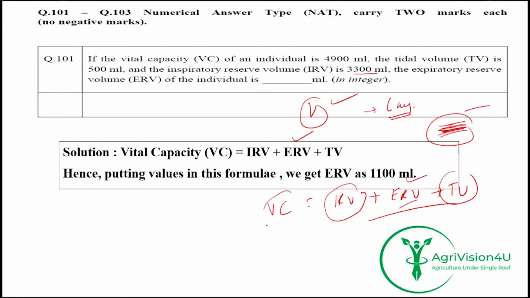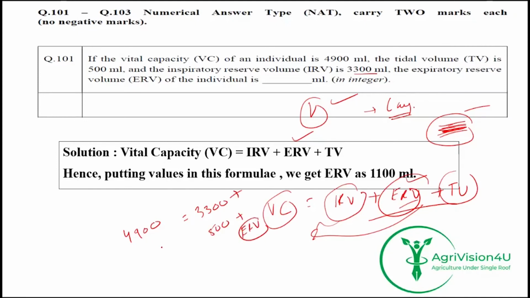Inspiratory is given as 3300 and vital capacity is given as 4900. So taking everything over that side, we'll get expiratory reserve volume. We can do it over here if you want. 4900 is equal to inspiratory reserve volume, we have 3300 ml, plus tidal volume, we have 500, and then we have to find ERV. If we take everything that side, it would be 3800. Now we are left with 1100 ml. So 1100 ml would be the correct answer over here. Fine. It was a very, very easy question, a direct question.